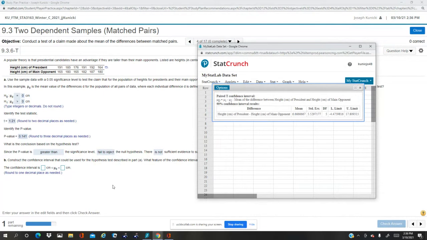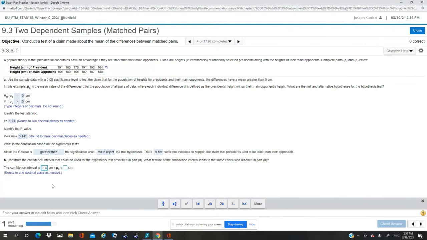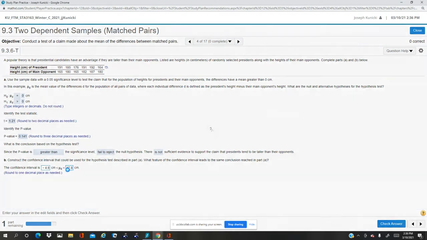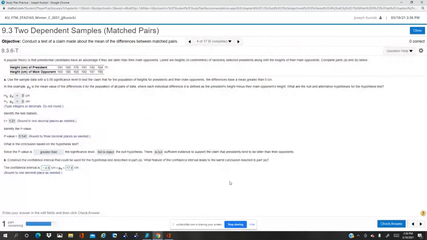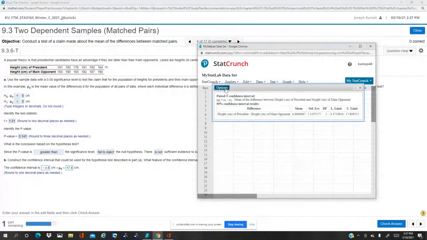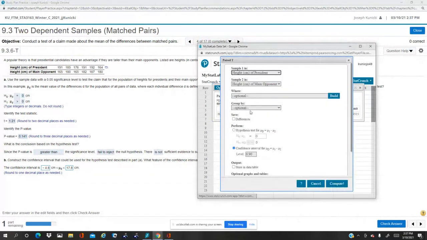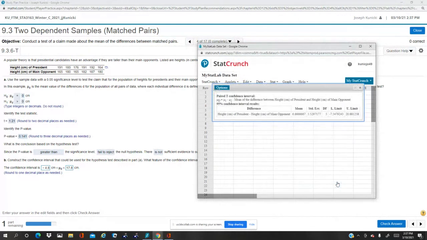So minus 4.8, 17.8. Minus 4.8, 17.8. All right. Maybe I misspoke on that. Maybe we should just do a 95%. Let's try it. See if they're happy with that. So that'll be minus 7.5 to 20.9.